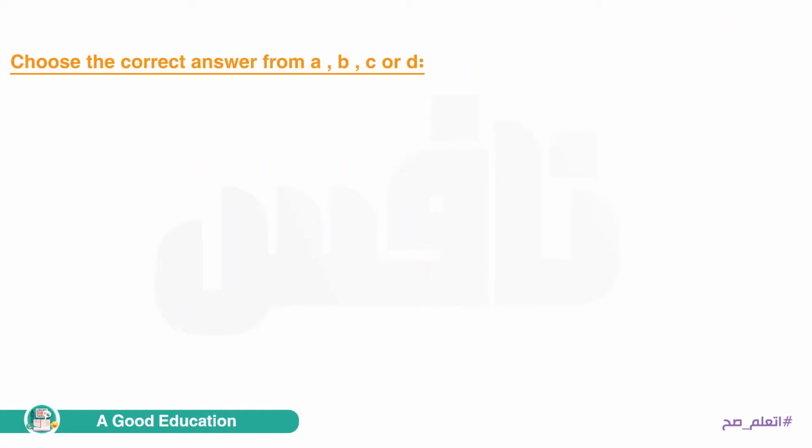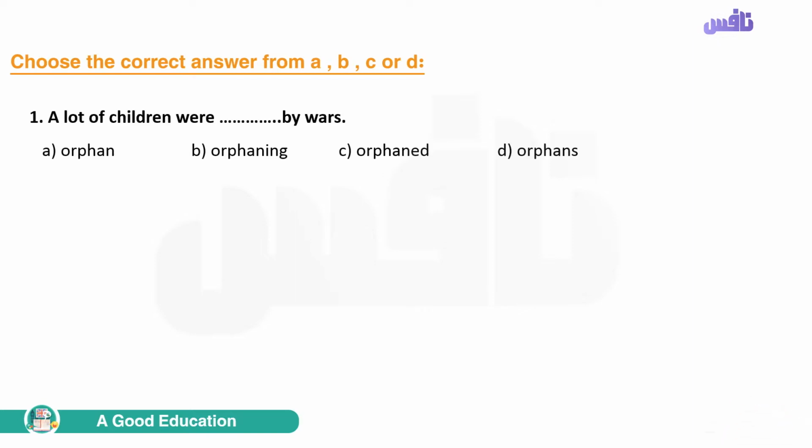Okay. Now, dear students, we're going to shift to an exercise. It says choose a correct answer from A, B, C, or D. Number 1. A lot of children were blank by wars. Were orphan? No. Orphaning? No. Orphaned? Yes. Or orphans? No. So, as you know, we can use the verb orphan in the passive form.